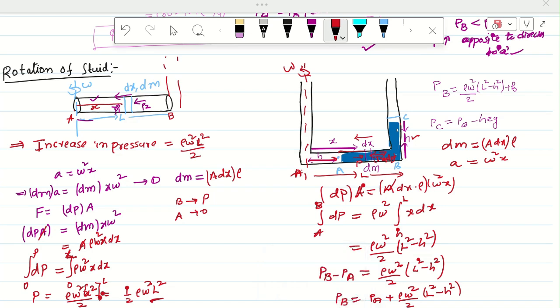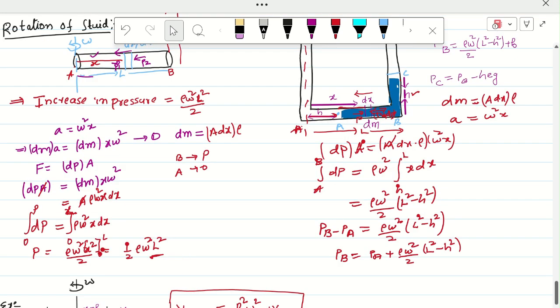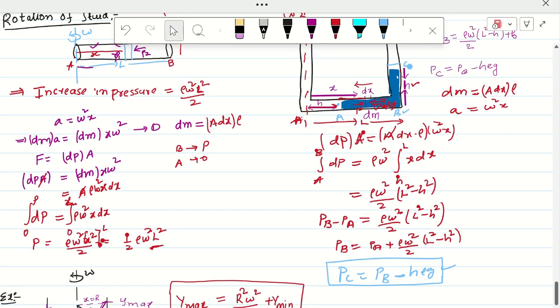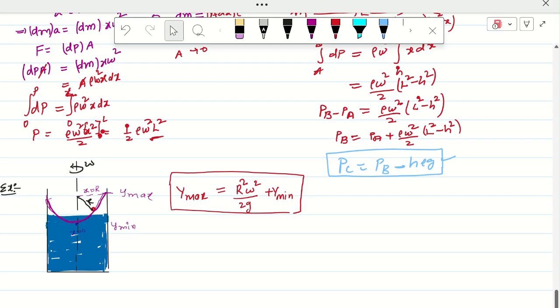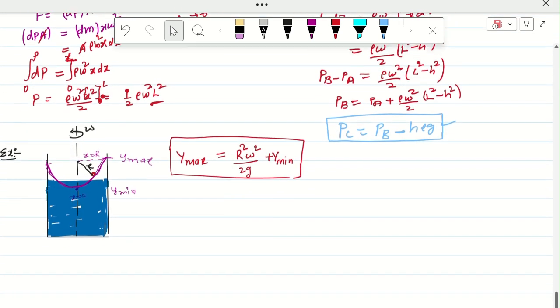So now this is one model. For example, I want to find out the pressure at C. The pressure at C is equal to pressure at B minus h rho g, because PB is equal to PC plus h rho g. Pressure at point B is equal to PC plus h rho g. Now I substitute the PB value, which we already know, PA plus that. So here are two more models, another model here.